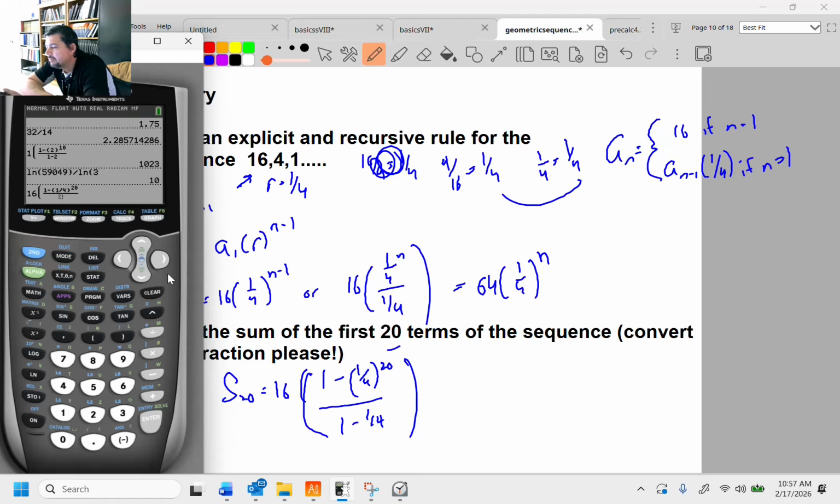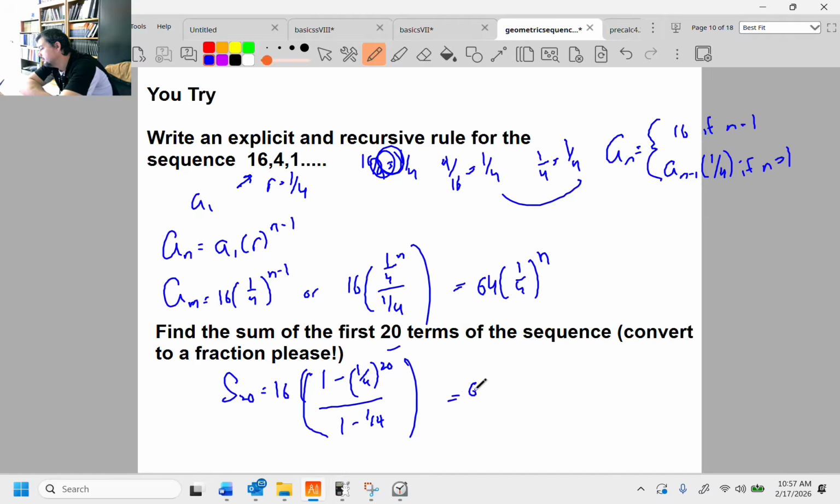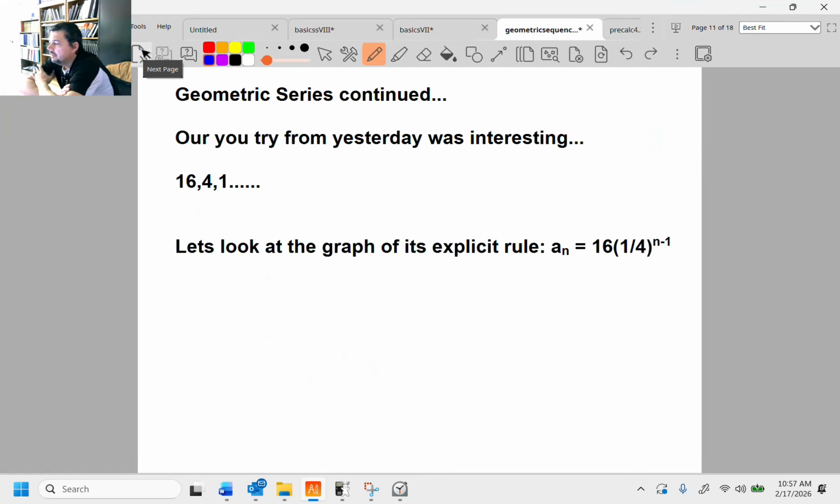And if you don't know what 1 minus a quarter is, like you don't know it's 0.75, your calculator won't judge you. You just type in 1 minus a quarter. 21.33333 forever. And when I say convert to a fraction, I don't mean 21 and a third. I mean the mixed fraction, which is going to be 64 thirds. Ta-da! All right.